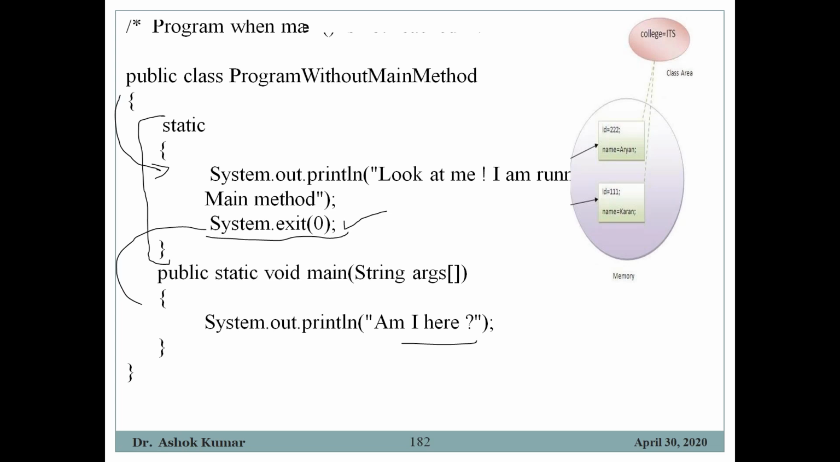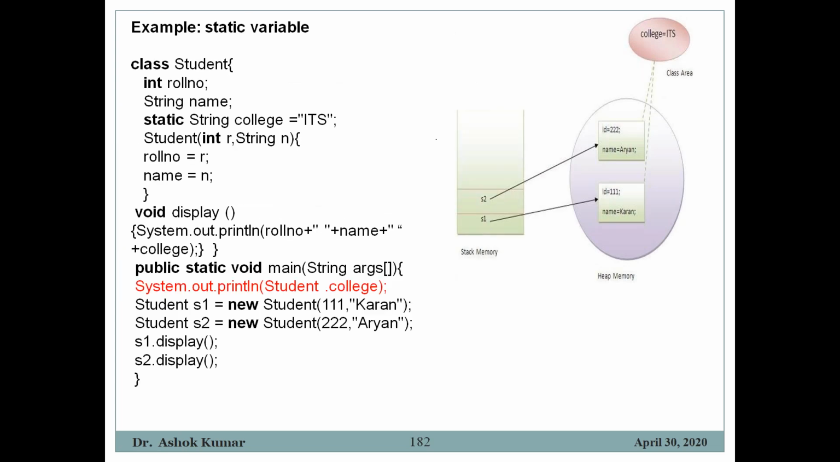Then we have another example to make the concepts more clear. In this example, we have one class named Student. In this Student class, we have one attribute or instance variable, roll number. One instance variable is name, and the third one is a static string, college. We have initialized college to some value, ITS over here, or we can use our own university name, Chitkara University, in this case.